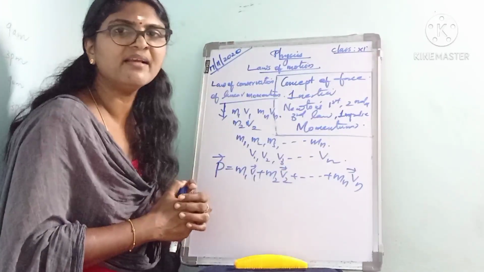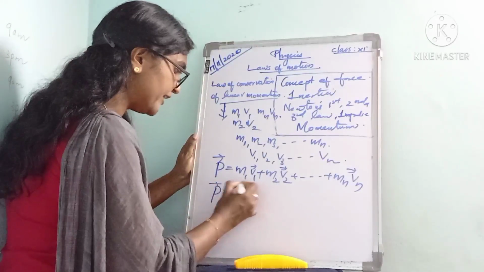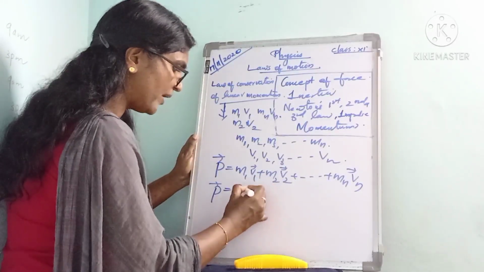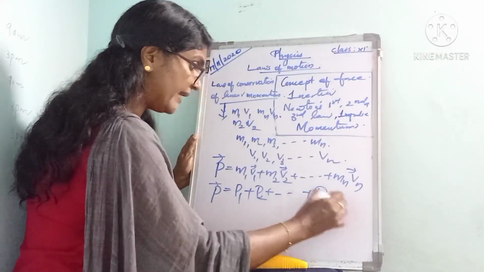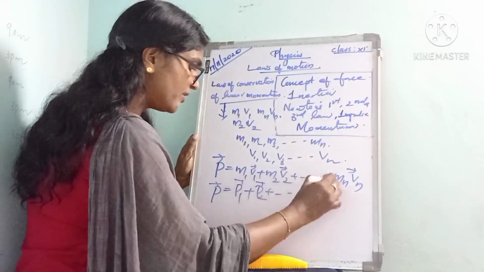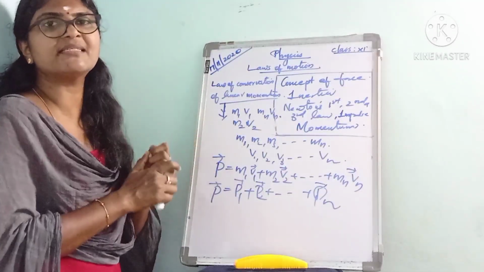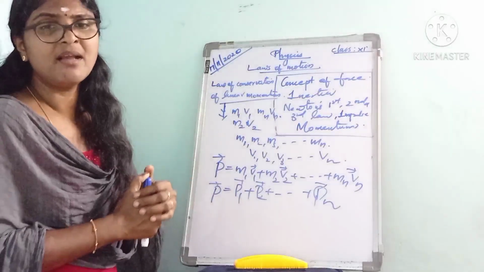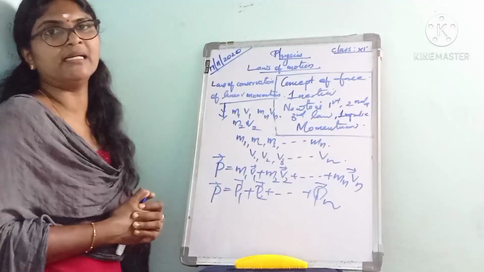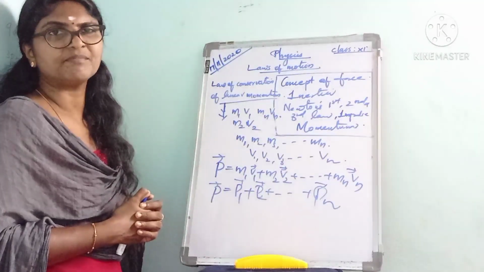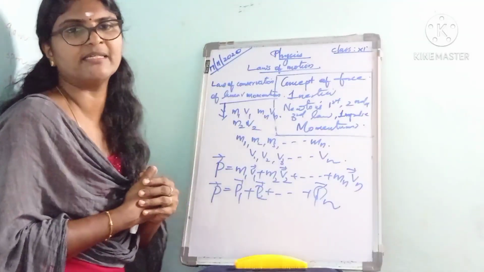Then this can be written as P is equal to, instead of m1 v1, actually it is p1 plus p2 plus etc. up to pn. Here p1 is the linear momentum of the first particle, p2 represents the linear momentum of the second particle, and pn represents the linear momentum of the nth particle. And next we are assuming that we are applying an external force.